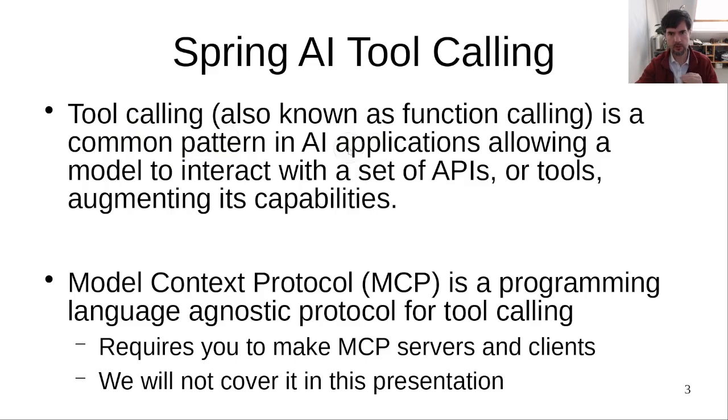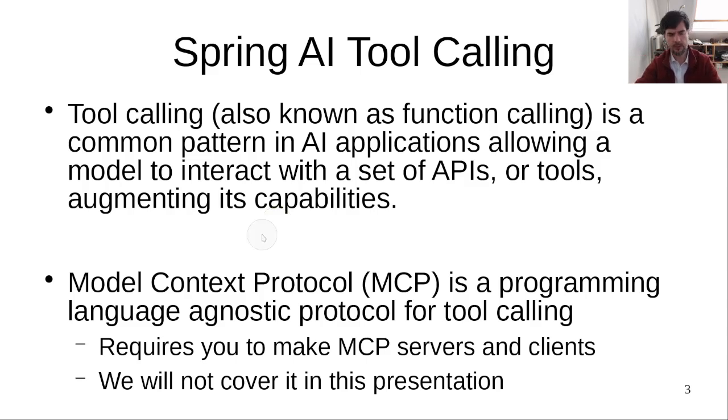Tool calling, also known as function calling (in the previous versions of Spring AI, before 1.0, the API was actually called function calling), is a common pattern in AI applications, allowing a model to interact with a set of APIs or tools, augmenting its capabilities. So we allow the AI to call into our program to execute some code to get some data out.